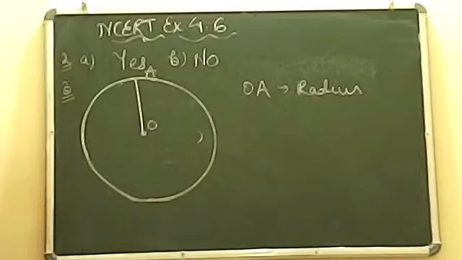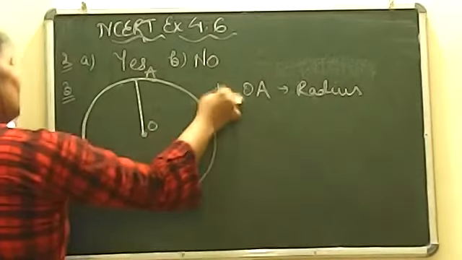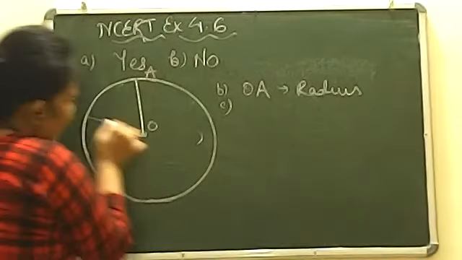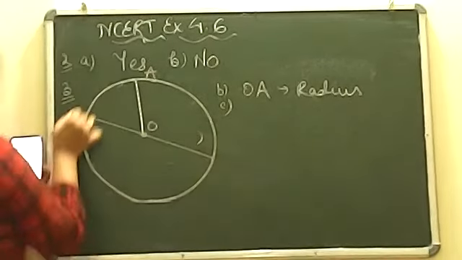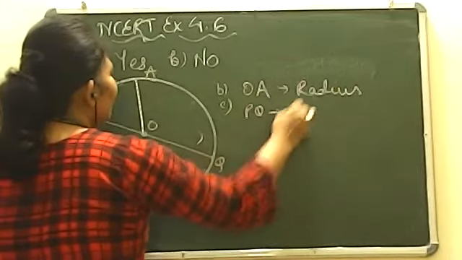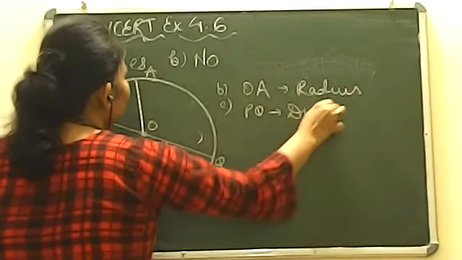Now third question is, you have to draw a diameter. So I am going to draw a diameter. Let's see, this is my diameter. I'm giving the name as PQ. So PQ is the diameter in my question.